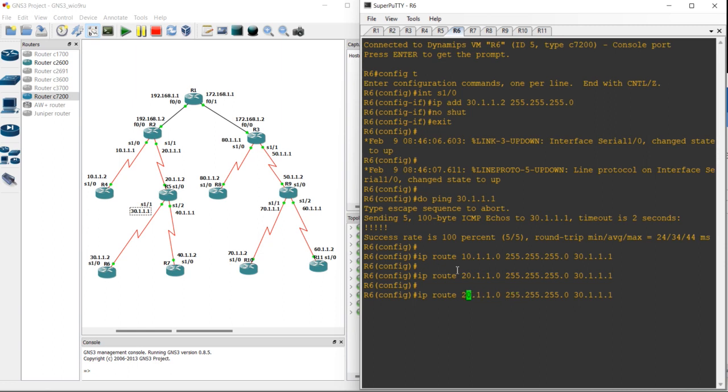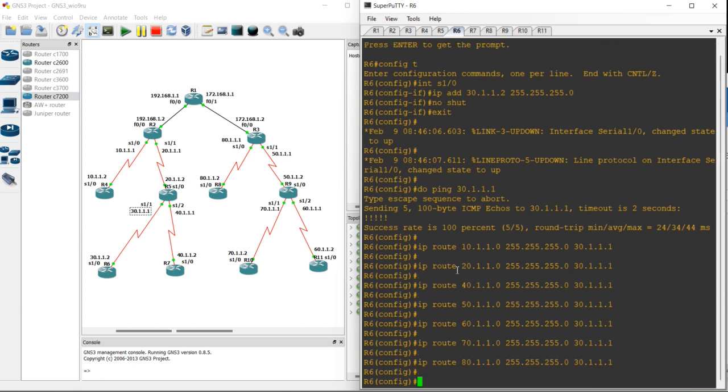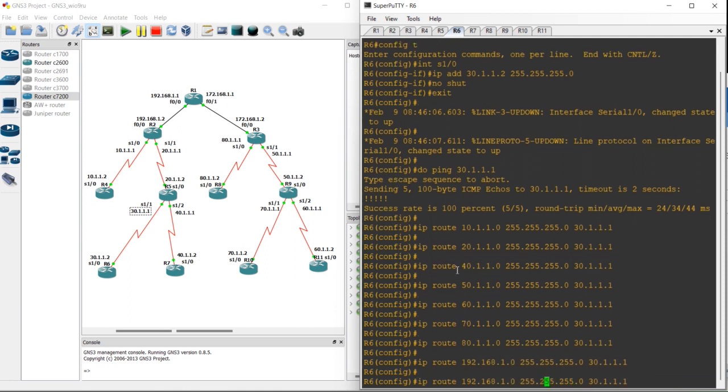Now for the 40s network the same, for the 50s network, for the 60s network, for the 70s network, for the 80s network, for the 192 network, 192.168.1.0, and for the 172 network the same exit IP. Okay.